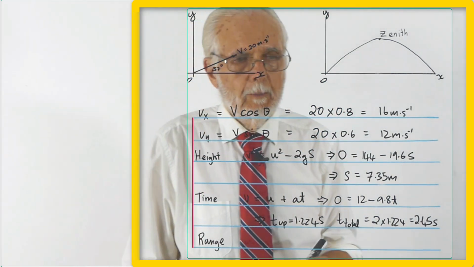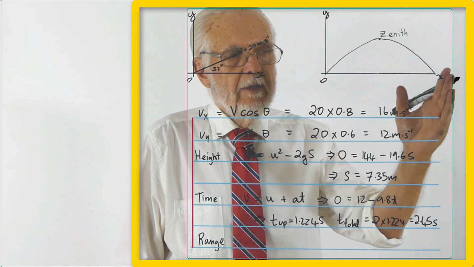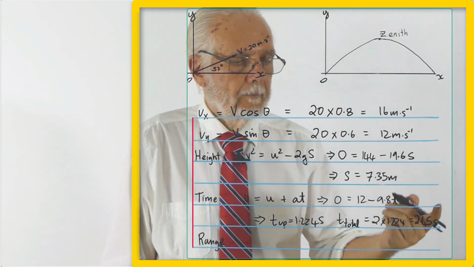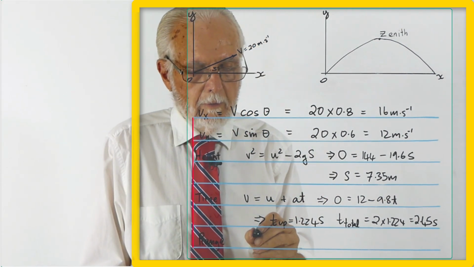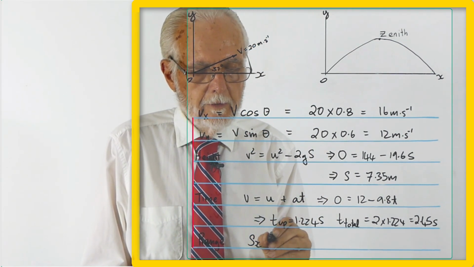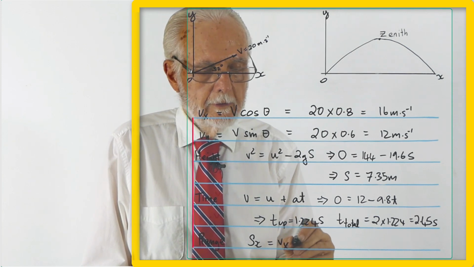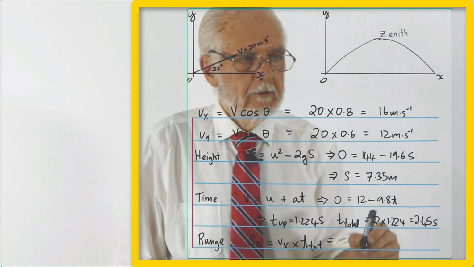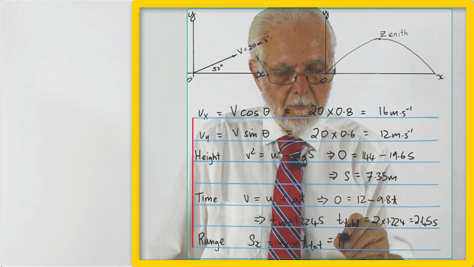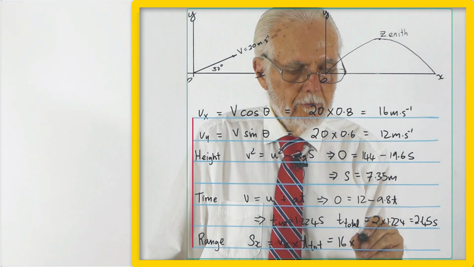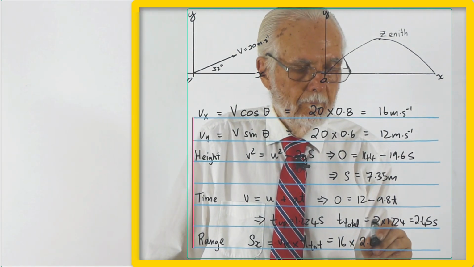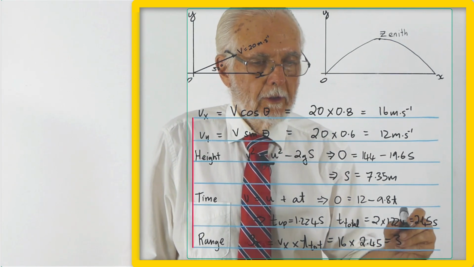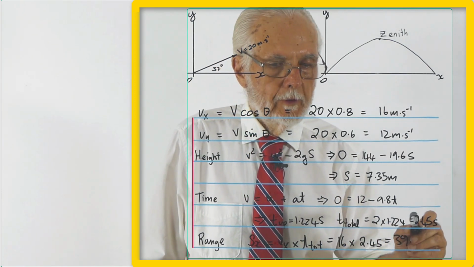For the range, we multiply the horizontal velocity, which doesn't change during the whole of the range, times the total time. So we have Sx for the range is going to be equal to Ux times t total. So Ux is 16 metres a second times t total, which is 2.45. And that gives us 39.2 metres.